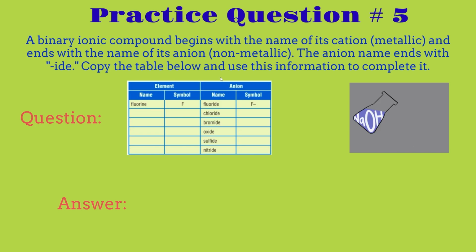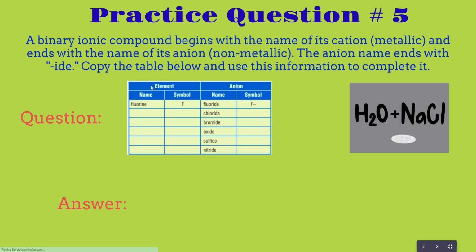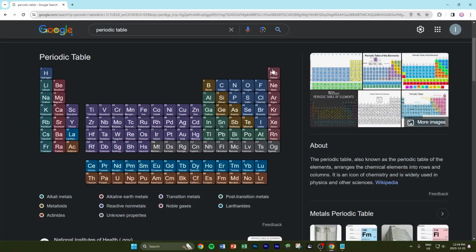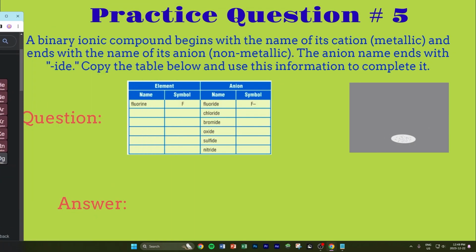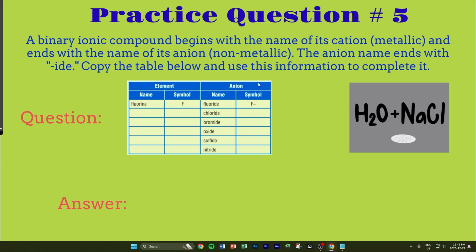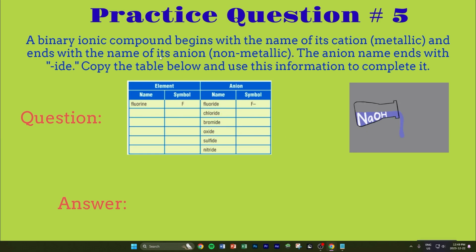On the other hand, if we look at this table here, the example that they gave us was fluorine. So the element name is fluorine and the symbol is F. If we look at our periodic table here, once again, we can see that fluorine is on the right side. So since it's on the right side, it means that fluorine is a nonmetal. And since fluorine is a nonmetal, that means it's going to become an ion, which means that it's going to be at the back of a formula, and it's going to have -1. With also an IDE suffix. So that's why we can see that fluorine becomes an anion with the name fluoride.